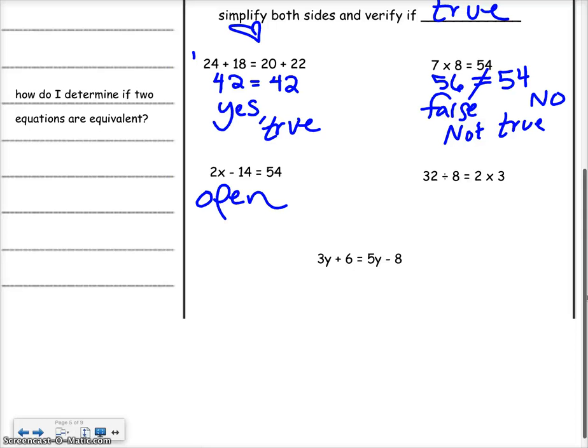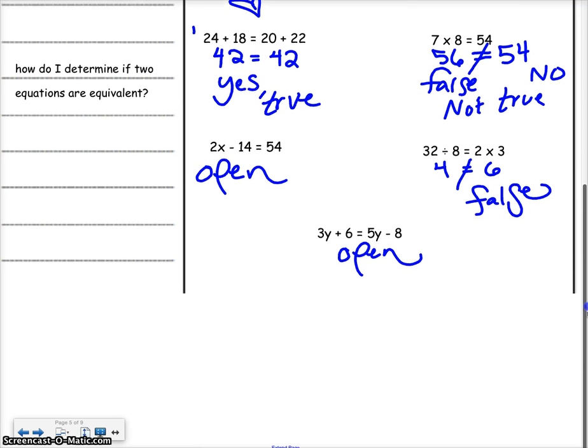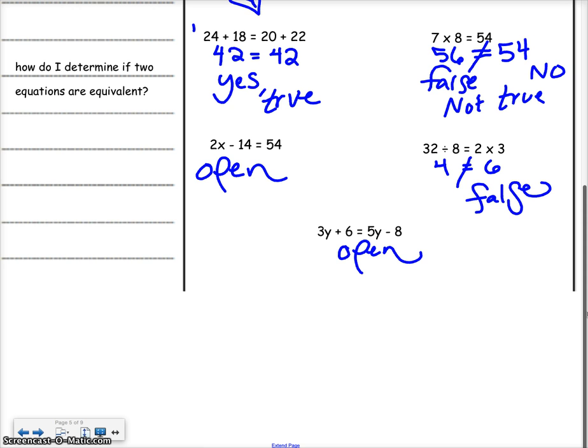Does 32 divided by 8 equal 2 times 3? Does 4 equal 6? Heck no, it doesn't. It is false. Hey, guess what? I see a variable, so this means it's open right away. If you see a variable today, you say open, unless it tells you to solve. Okay?